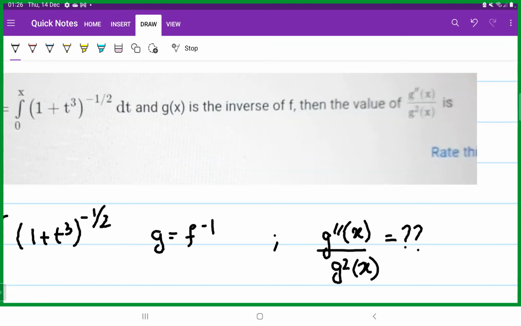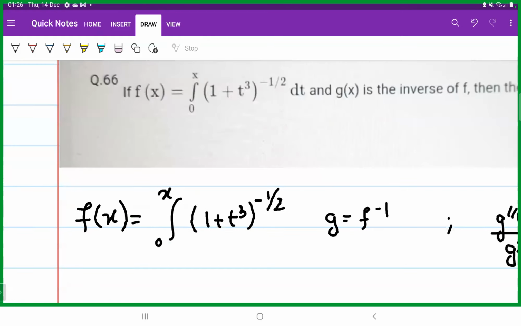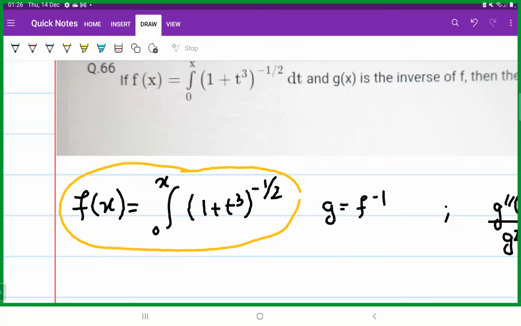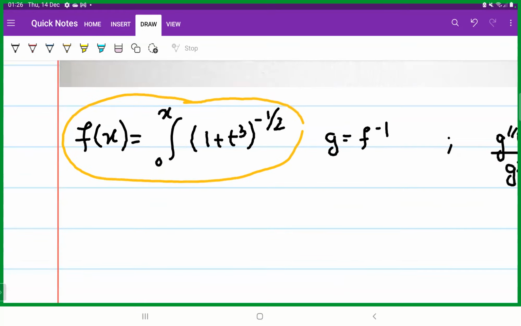So the first thing that comes to our mind when we see something like this is to differentiate it right away. But for this particular question, we won't. Why you won't do this, you will realize when you practice many complicated questions like these.